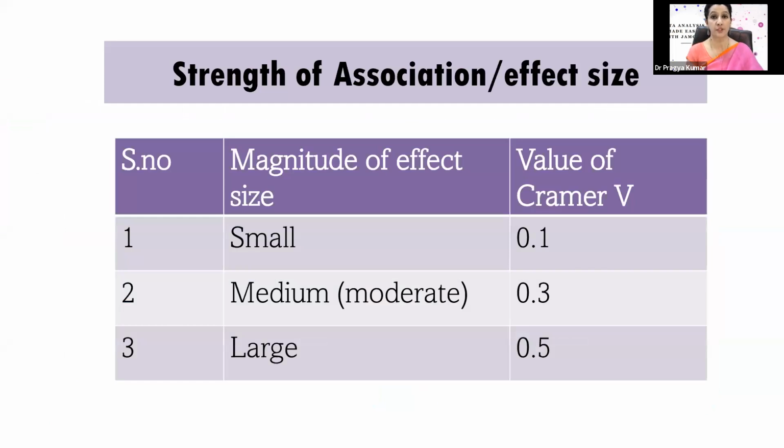Now coming to another concept, which is the strength of association or effect size. For the strength of association in a chi-square test, we use Cohen's omega, or we also call it Cramer's V. The value of both is the same, and we look at its magnitude as the effect size. How do we describe it? If the value of Cramer's V is 0.1, we call this a small effect size. If the value is 0.3, we call it medium. And if the value of Cramer's V is 0.5 or more, we call it a high effect size.